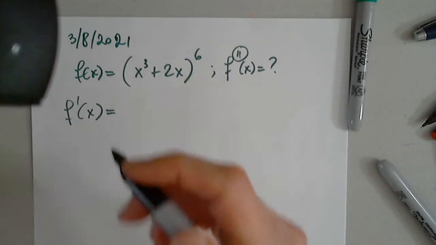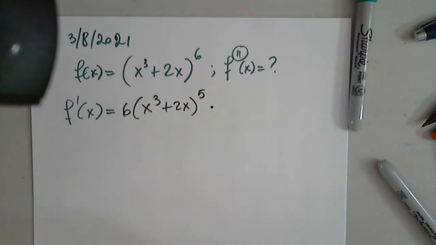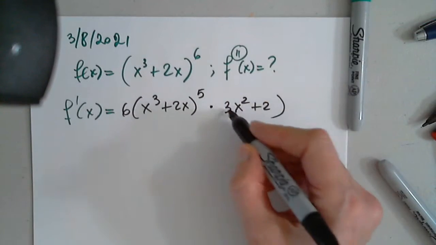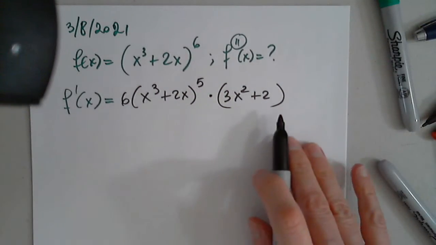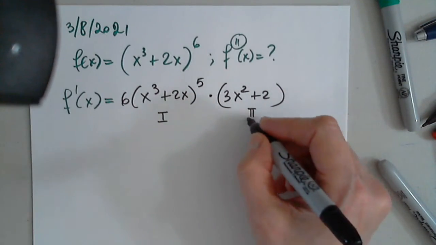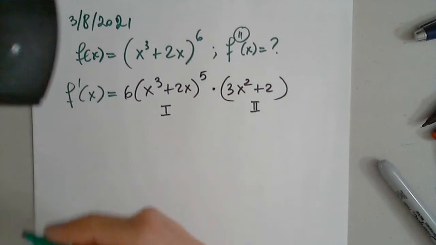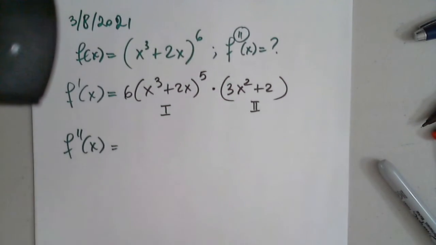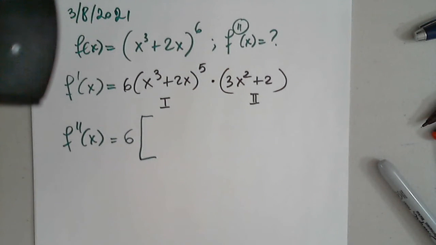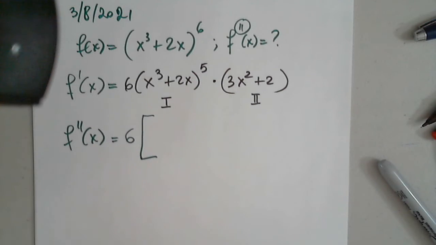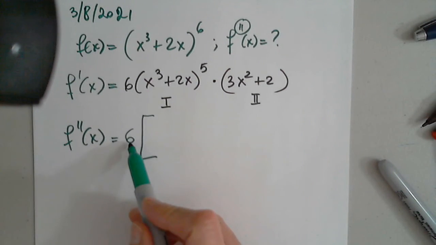6 times (x cubed plus 2x) all to the power of 5 times (3x squared plus 2). Very good. So thank you, Rita. This is now a product. And we have to use the product rule. So when we continue with the second derivative, we have to use the product rule. I recommend keeping 6 outside. It's a factor in front of a product. It's easier if you just forget about it for a minute, apply the product rule for this product, and at the end you can distribute.